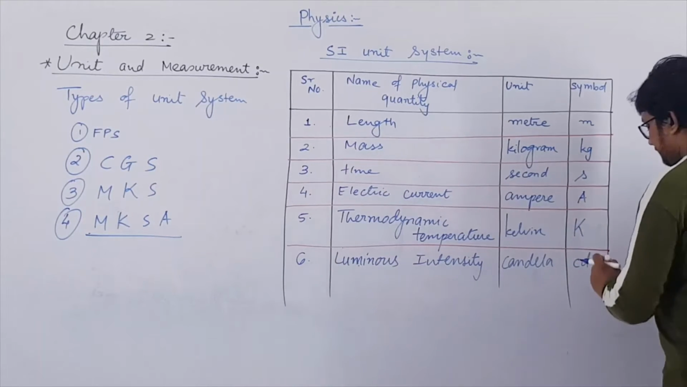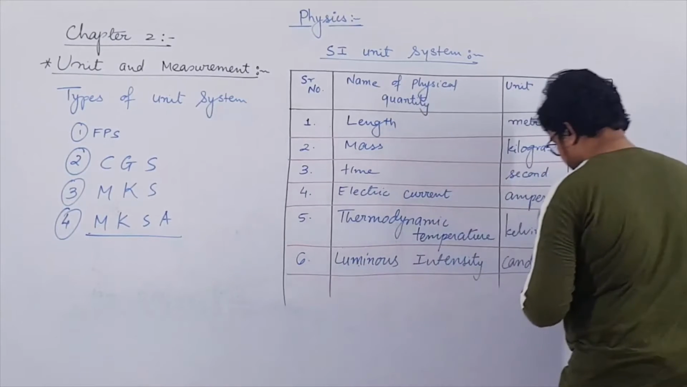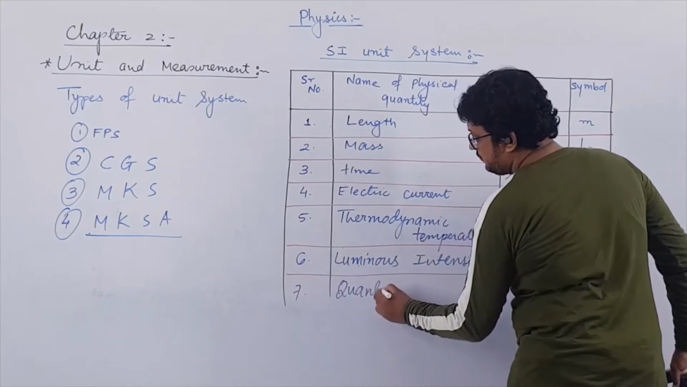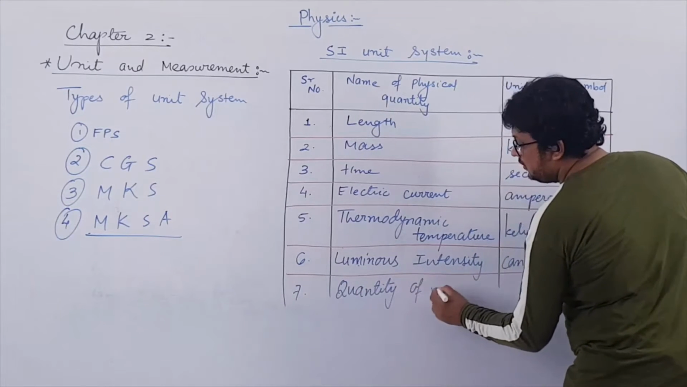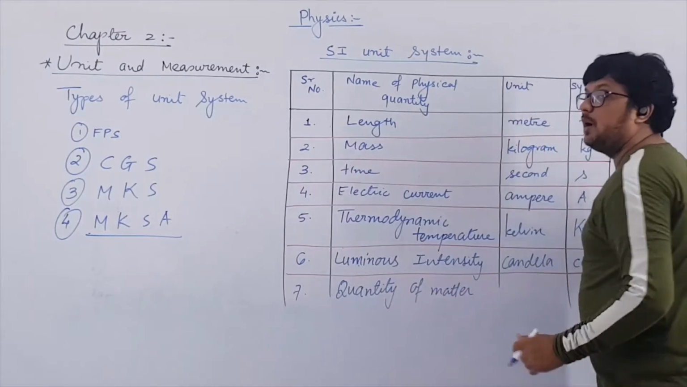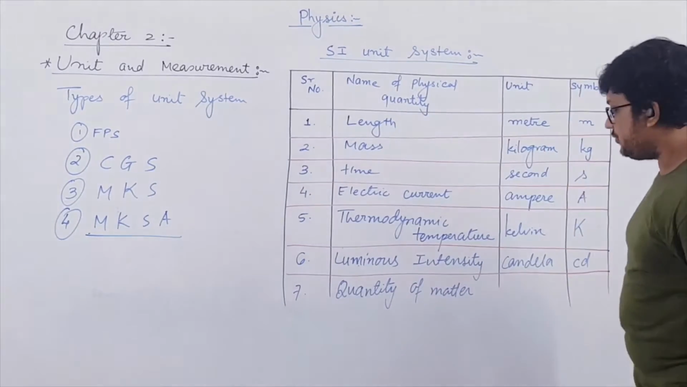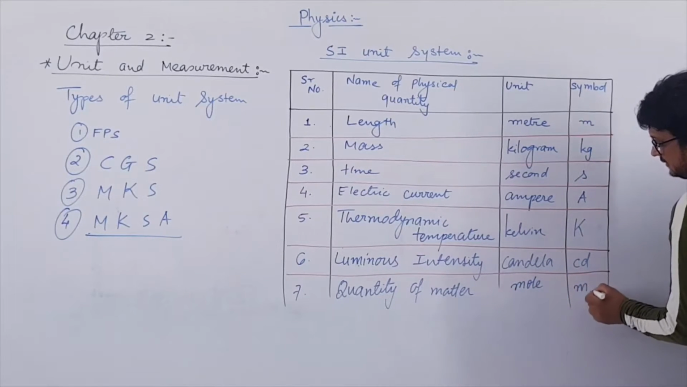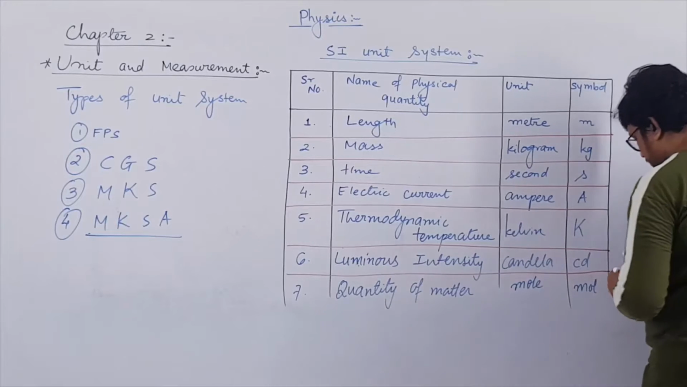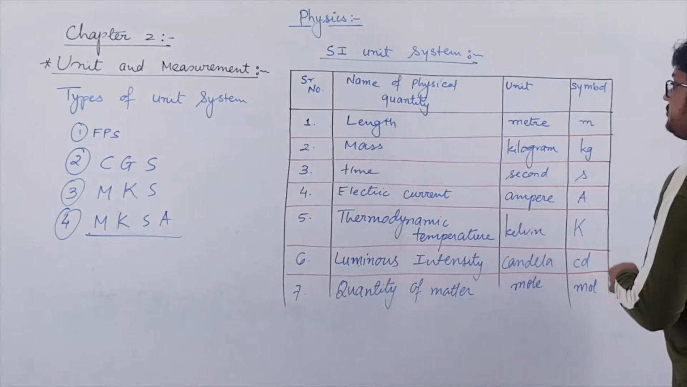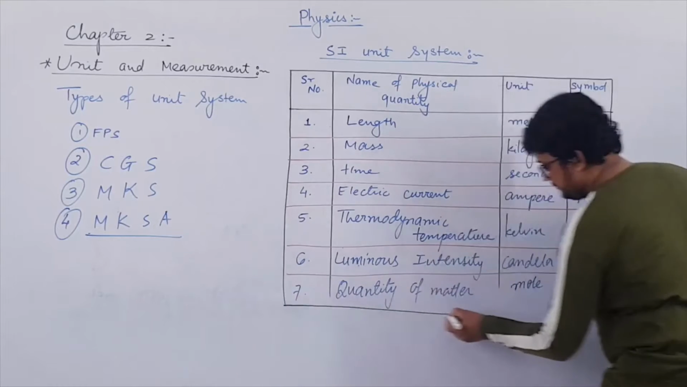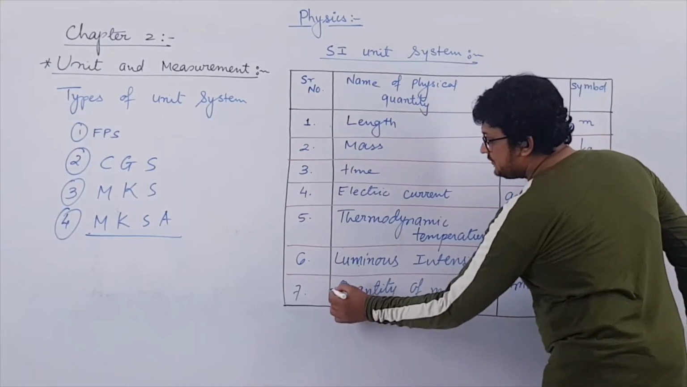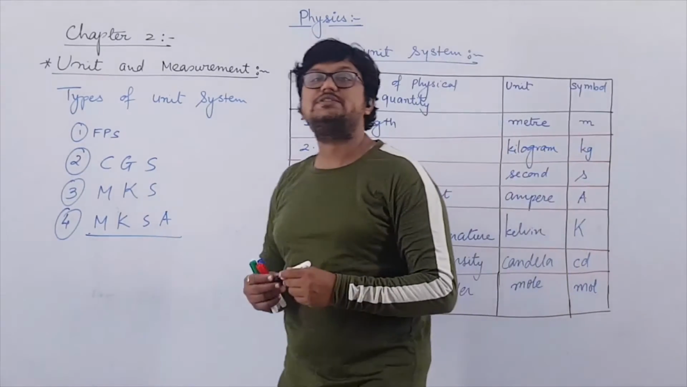While the last one, the seventh one, which was introduced later on, is quantity of matter. You can call this amount of matter, amount of substance, quantity of substance will do, right? Quantity of matter, its unit is mole and symbol is mol. So these are the 7 physical quantities which were included in our SI unit system. You have to remember all these 7 physical quantities.